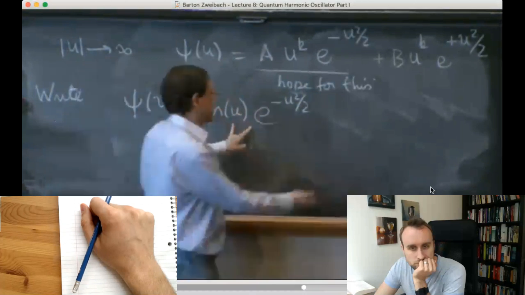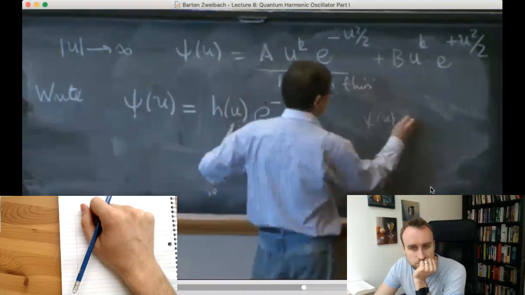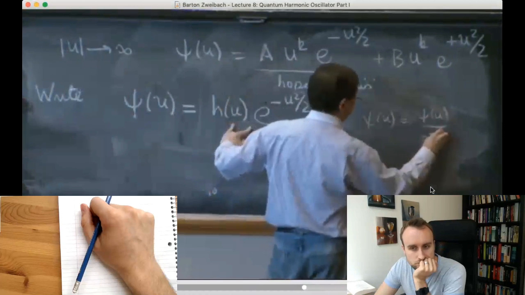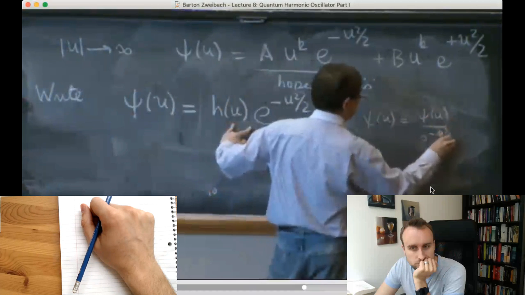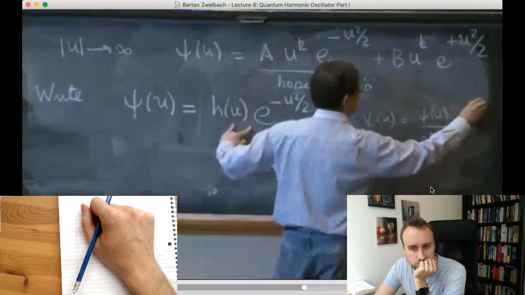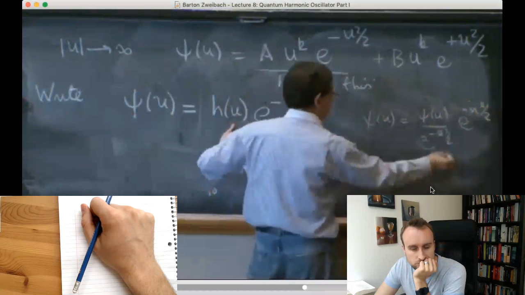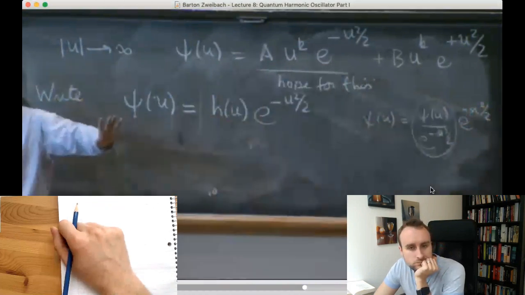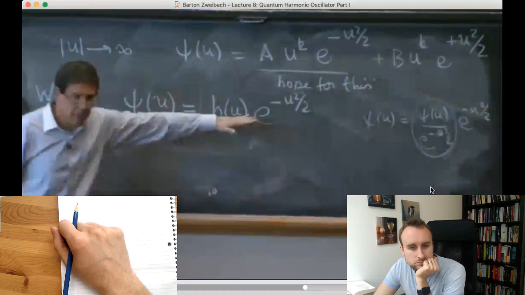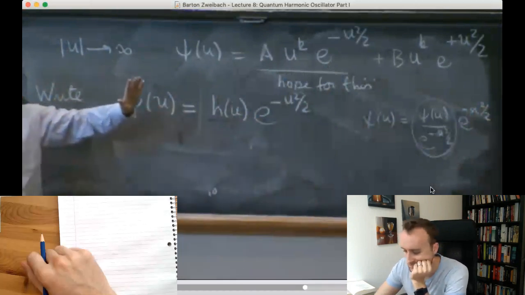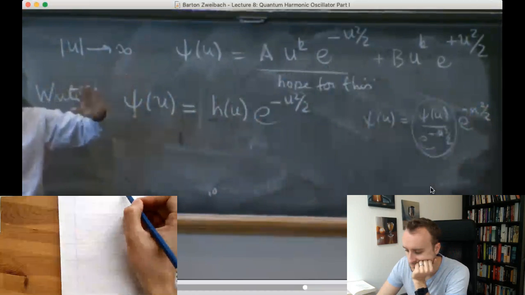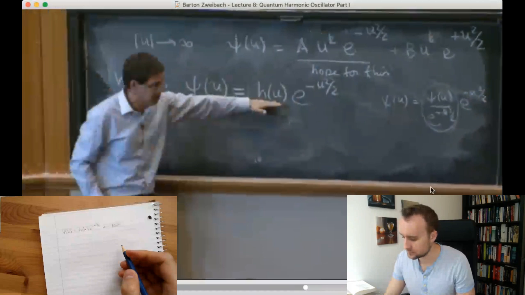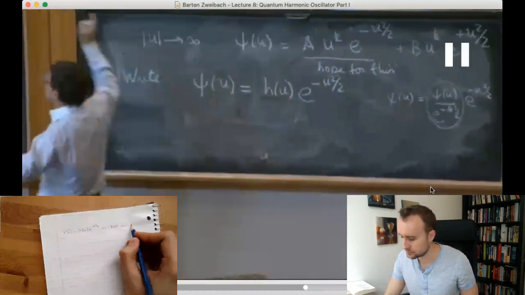Why? Because if you have a psi of u, you can write it as psi of u over e to the minus u squared over 2 times e to the u minus u squared over 2. Very trivially, this can always be done as long as we say that h is arbitrary. There's no constraint here. I have not assumed anything, nothing. I'm just hoping that I have a differential.